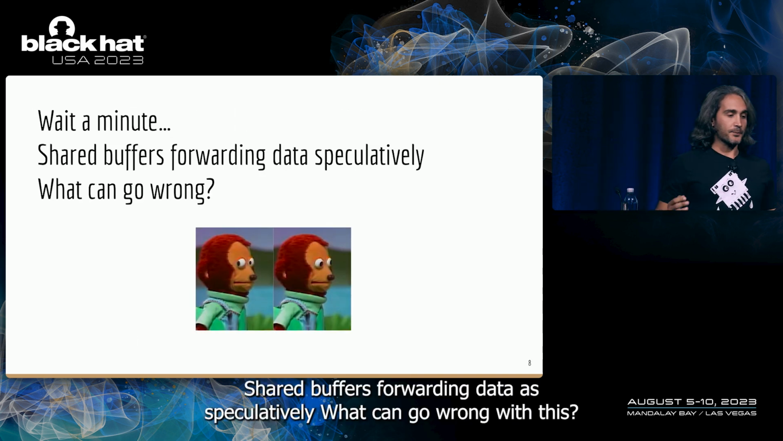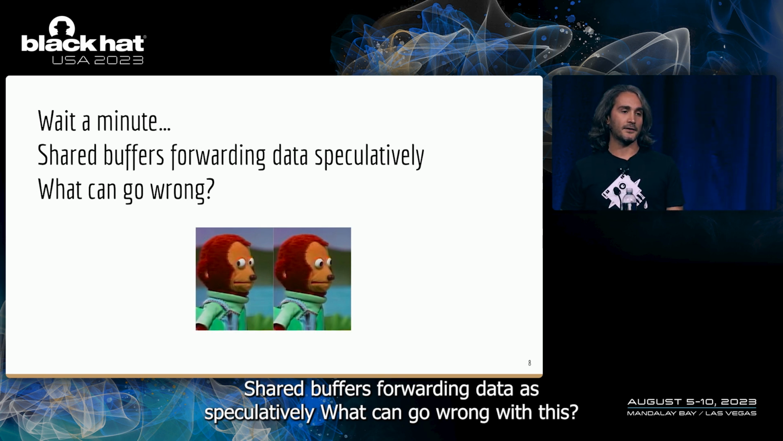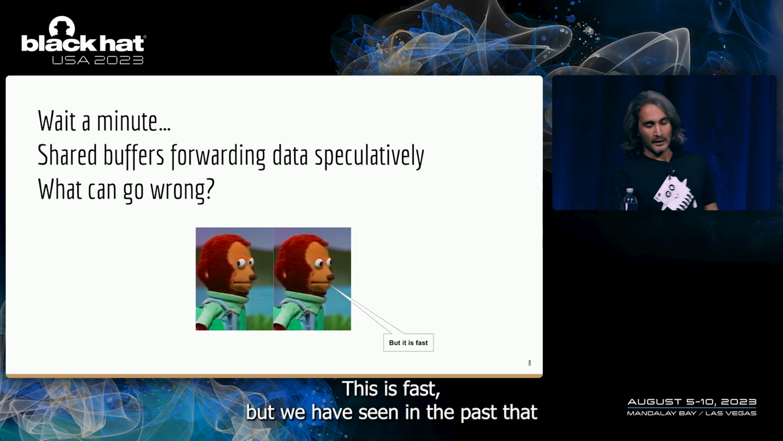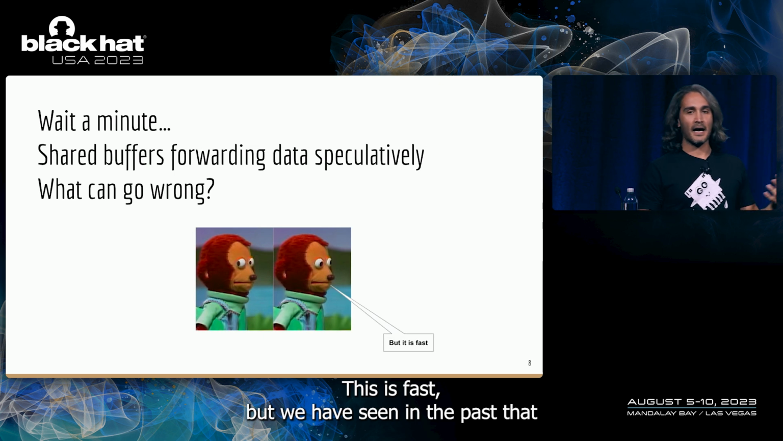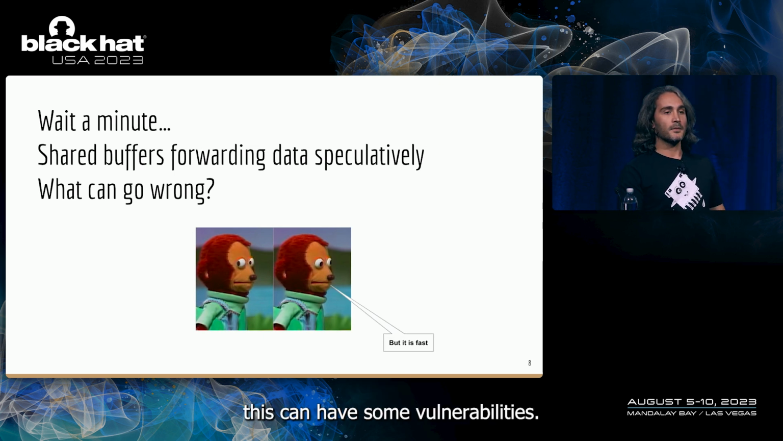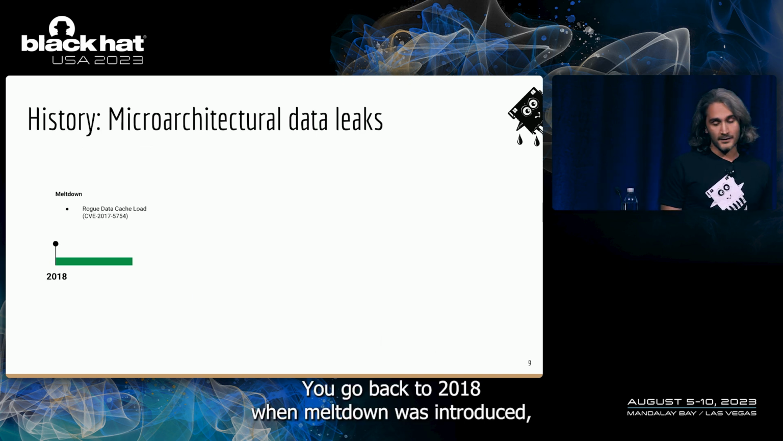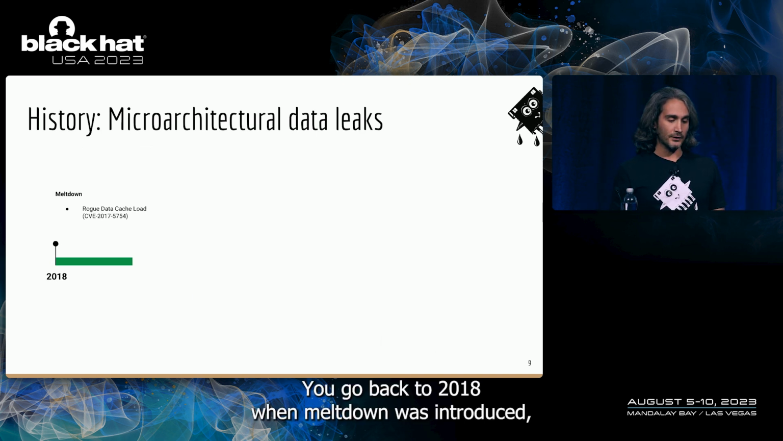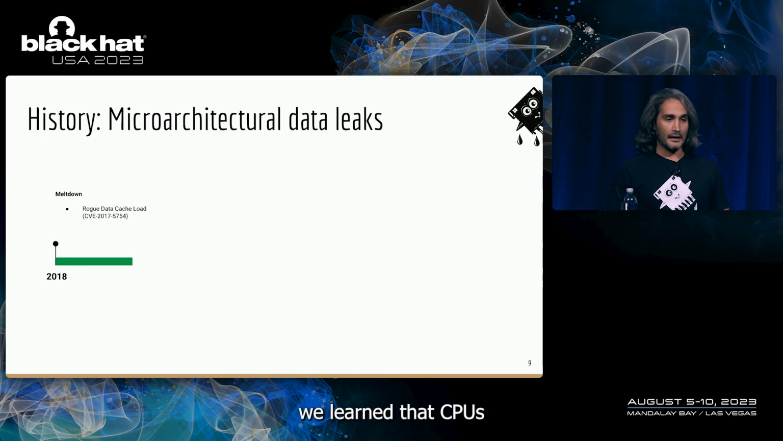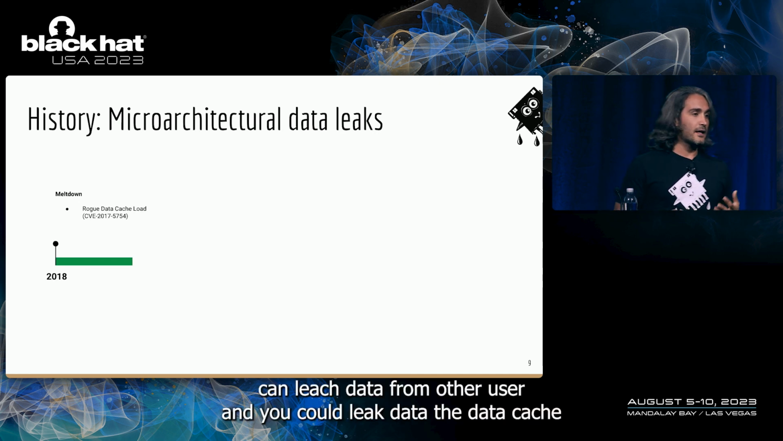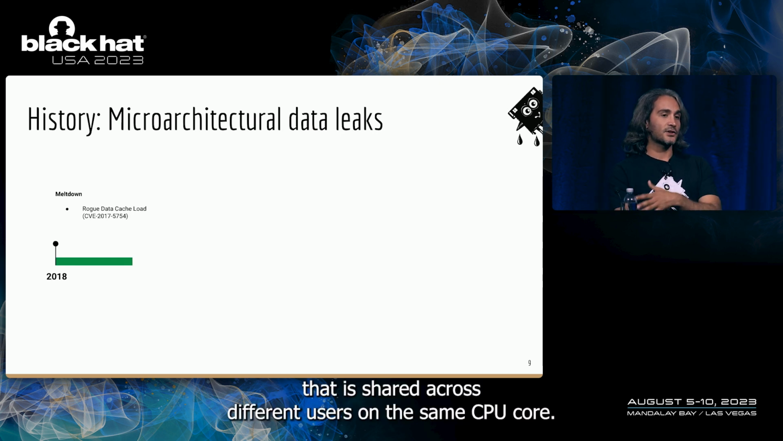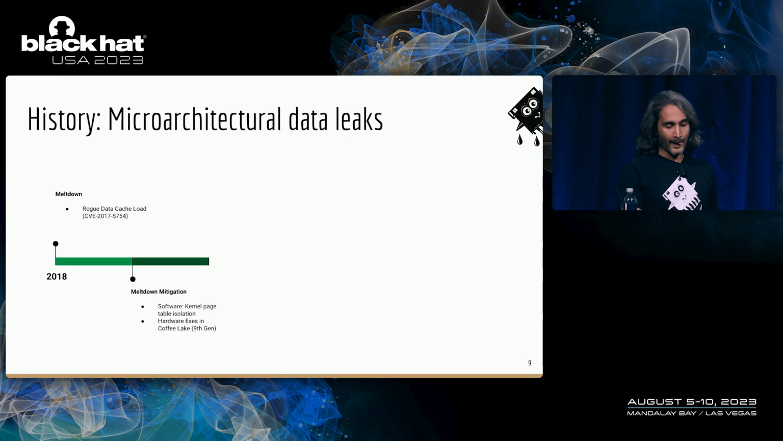Wait a minute, shared buffers forwarding data speculatively. What can go wrong with this? This is fast, but we have seen in the past that this can have some vulnerabilities. If you go back to 2018 when Meltdown was introduced, we learned that CPUs can leak data from other users, and you could leak data from the data cache that is shared across different users on the same CPU core.